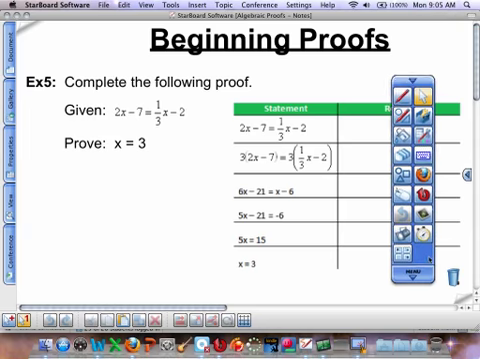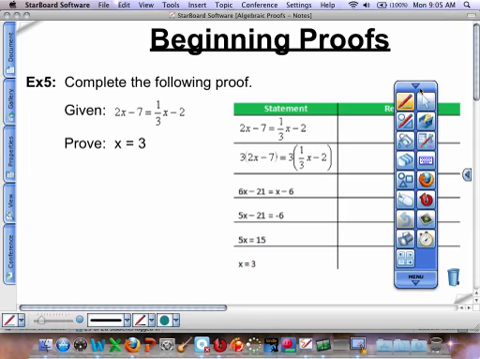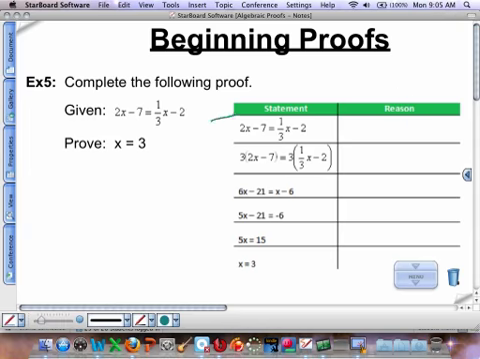First, you have two columns. One is called the statement column, and that's where you're going to show your steps. Alright, so the statement column is where you show your steps. The other column is called the reason column. It's where you justify your steps. So you're always going to have a statement column, you're always going to have a reason column.